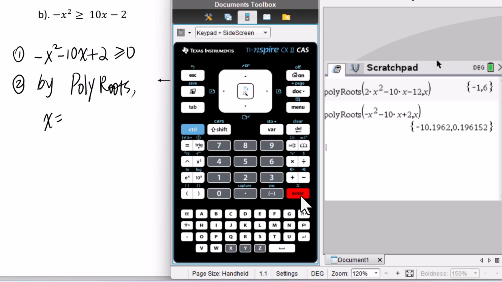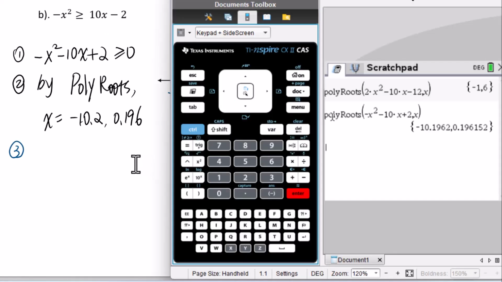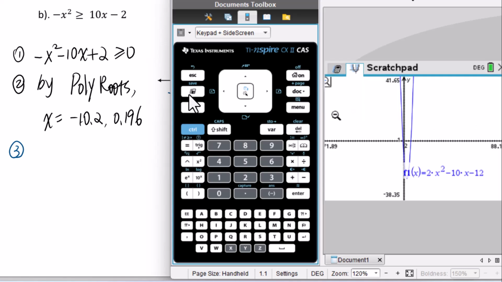x equals negative 10.2 and 0.196. Negative 10.2, 0.196. Now let's sketch the graph on the calculator. Tab, upper arrow, delete all. Negative x squared minus 10x plus 2. Enter.